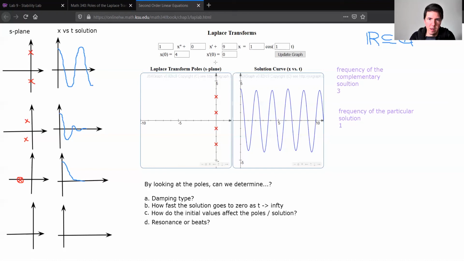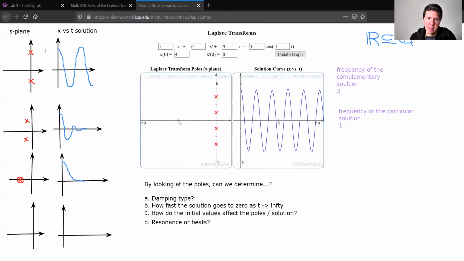And one of the ways that I can see the particular solution frequency is it's just this value. And the frequency of the complementary solution, when it's undamped, is just going to be the square root of this value. So that's where the 3 and the 1 come from. Whenever those are different frequencies, that's when you get beats. Different frequencies is beats. When they're the same frequency, that's when you get resonance.